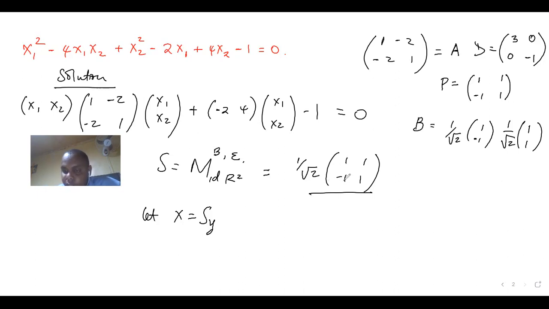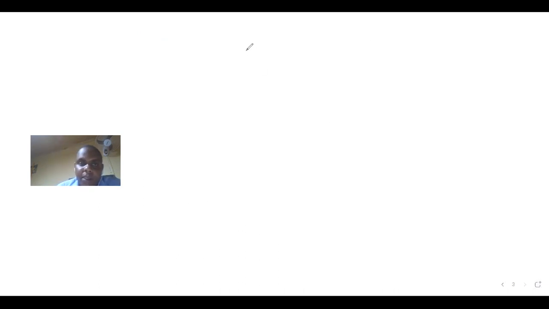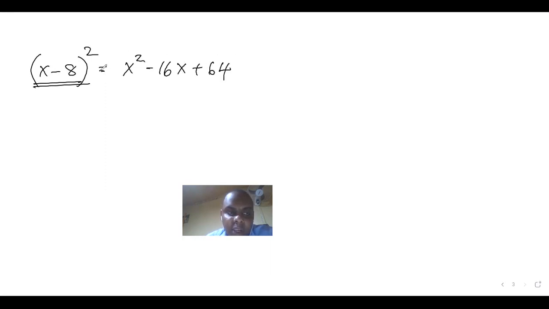So to complete the square, for example, if you are given a quadratic like x minus 8 squared, that is a complete square already. So the equation x squared minus 16x plus 64, we're going to say it's a complete square because you're going to factor it into two identical factors. That's a complete square, okay?